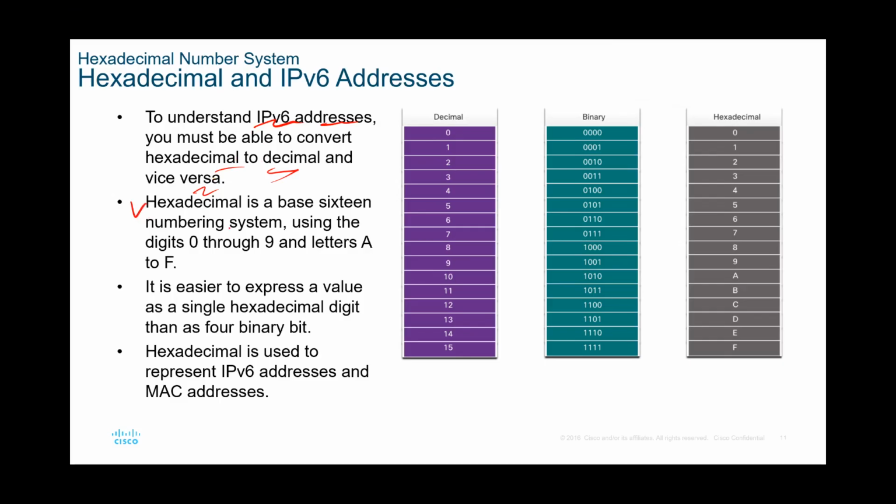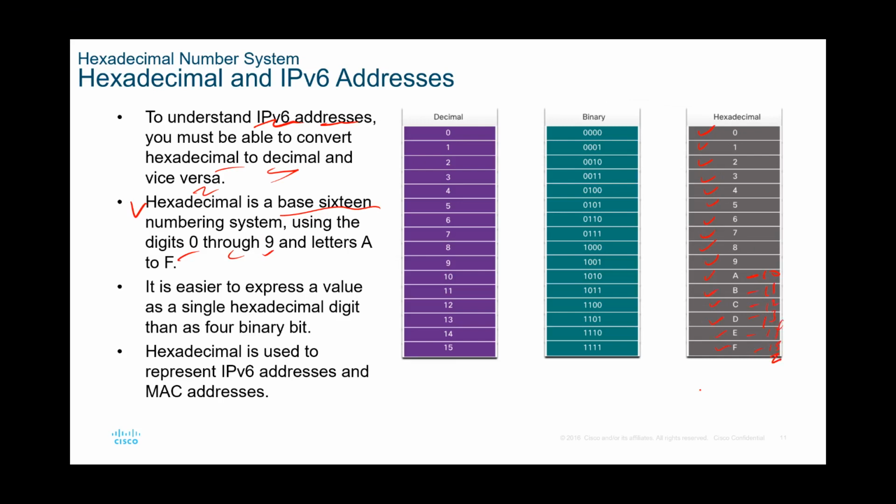This hexadecimal system is a base 16 numbering system using the digits 0 to 9 and the letters A to F. Look at the hexadecimal digits here. It starts from 0: 0, 1, 2, 3, 4, 5, 6, 7, 8, 9. A, which is equivalent to 10. B, which is equivalent to 11. C is equivalent to 12. D is equivalent to 13. E is equivalent to 14. F is equivalent to 15. So the last number here is 15.